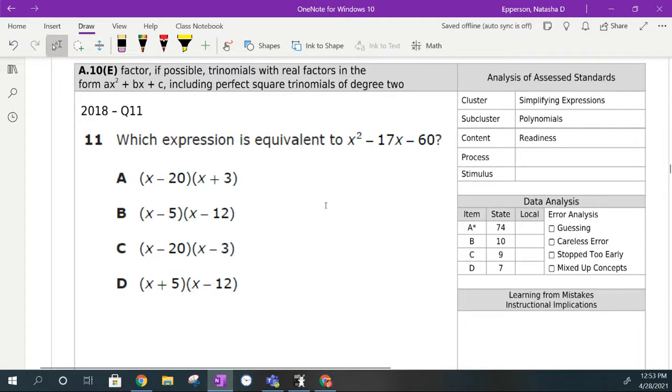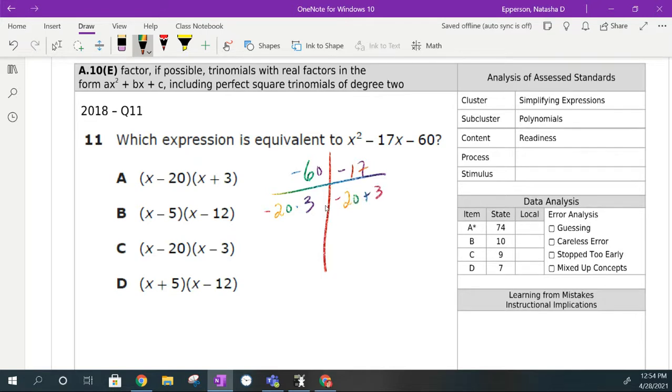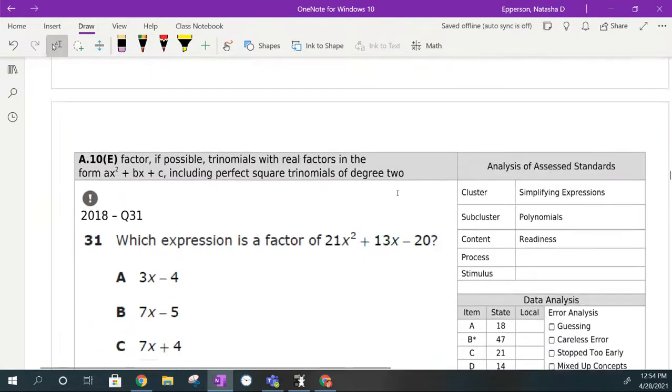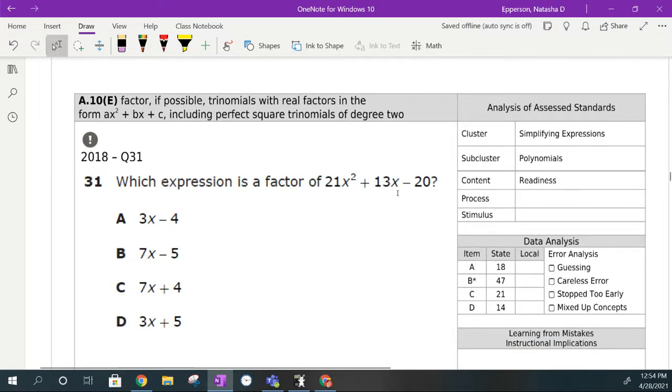All right, number 11, that is a basic trinomial. So I'm going to use the factors of negative 60 that add up to negative 17. Again, I'm going to use my answers. I'm going to try negative 20 times 3. We know negative 20 times 3 does give me negative 60. Negative 20 plus 3 does give me negative 17. Oh, look, we're done right there. Boom, easy. All right, number 31.